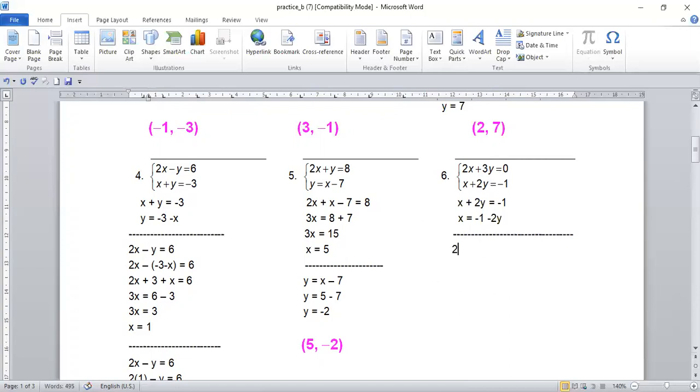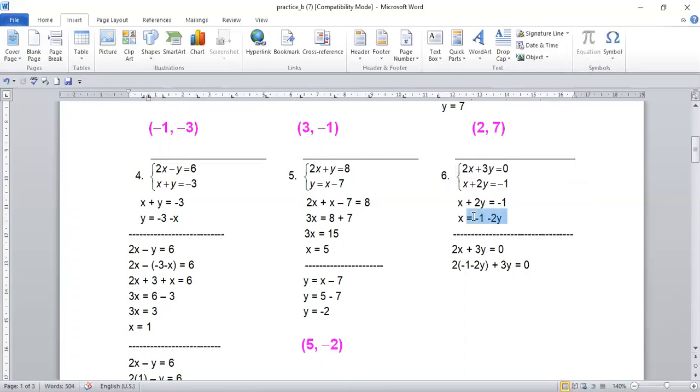So I'm using the first equation, that's 2x plus 3y equals 0. I'm going to use this equation to find out the value of y. Okay, so this is going to be, in place of x, I will write minus 1 minus 2y, plus 3y equals 0. Why did I write this? Because in the first equation, it's 2x. So in place of x, I replace the x with this value here, minus 1 minus 2y. That's what I did.